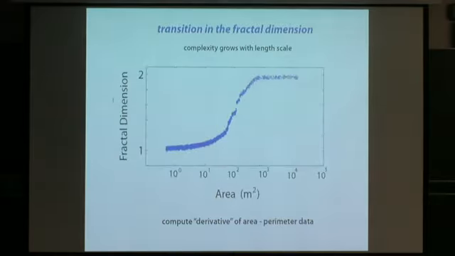And here's a plot of the fractal dimension as a function of length scale. It starts off at 1, goes through a transitional regime around 100 square meters, and then flattens out at about 2.